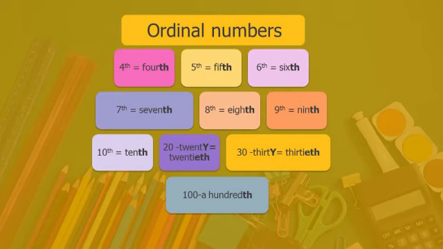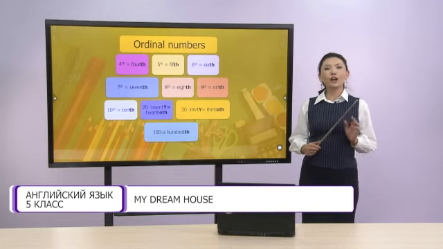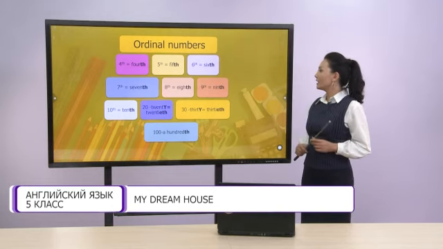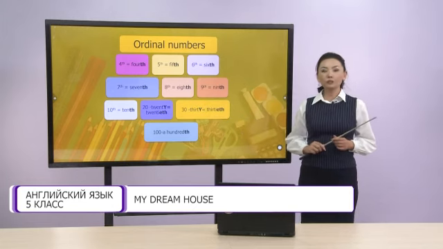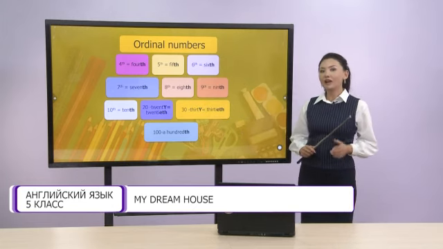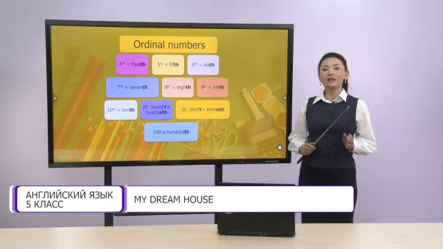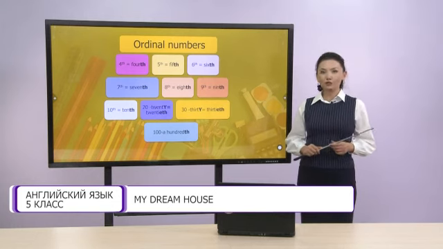So, four, fourth, five, fifth, six, sixth, seven, seventh, eight, eighth, nine, ninth, ten, tenth, twenty, twentieth, thirty, thirtieth, hundred, hundredth. So, dear students, if you have in the end of the number letter Y, it will be changed to letter I, and the ending will be E-T-H. So, please remember this rule.